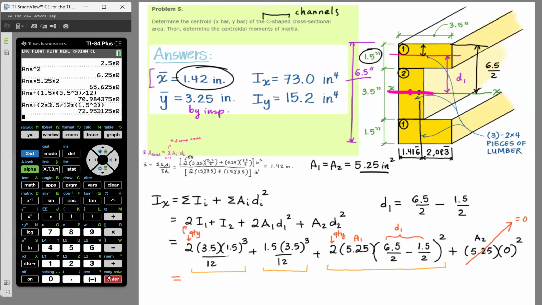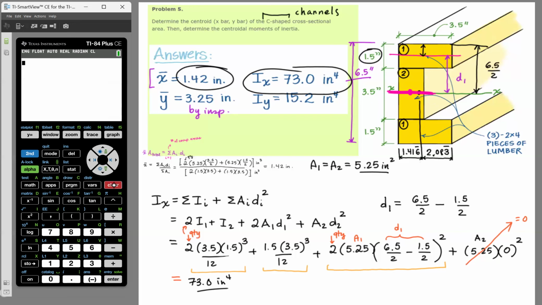All right. And 72.95 matches our answer up here. Inches to the 4th. All right, one more to go.